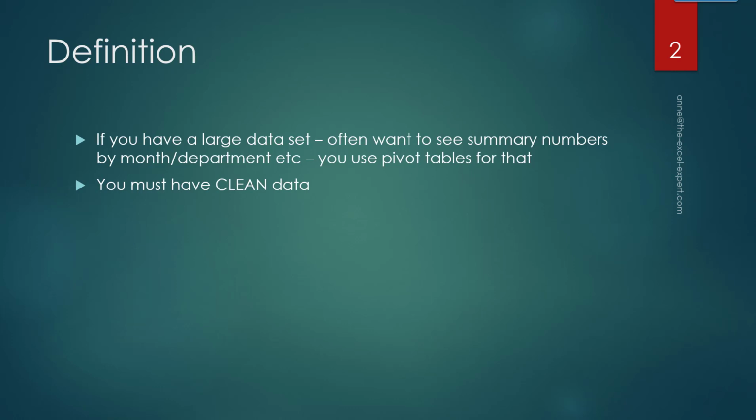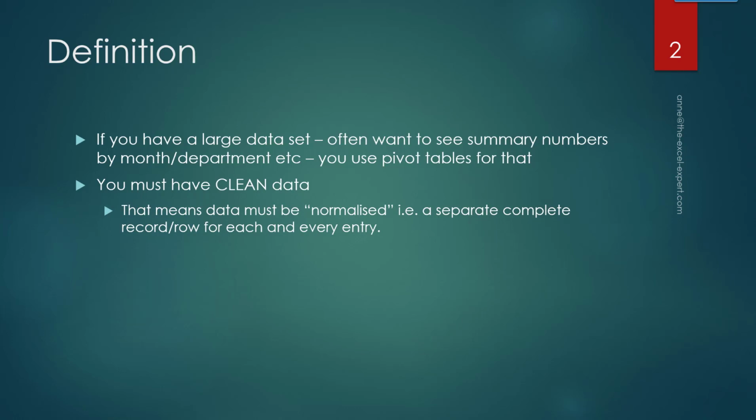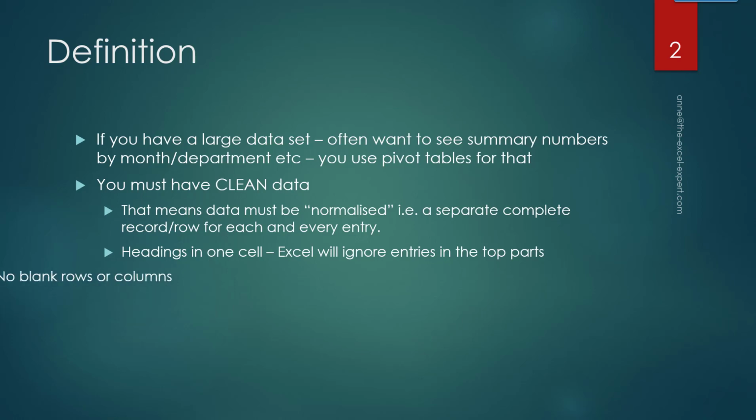Just a reminder again, you must have clean data. What does that mean? It has to be normalized, a separate complete record row for each and every entity. As I sometimes like to mention in presentations, if you go to Wikipedia and look up data normalization, if you have insomnia, that will cure it. Your headings need to be in one cell. Excel will kind of ignore entries above that. It'll say, look, you really don't need those. Let's just pick up these ones.